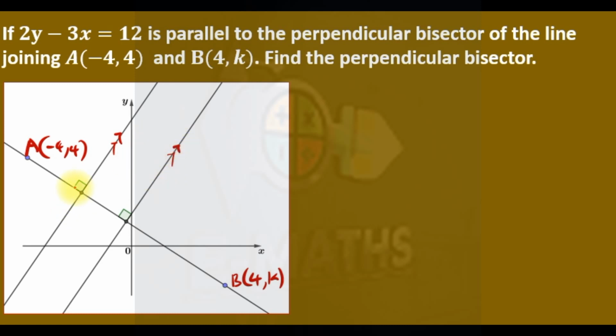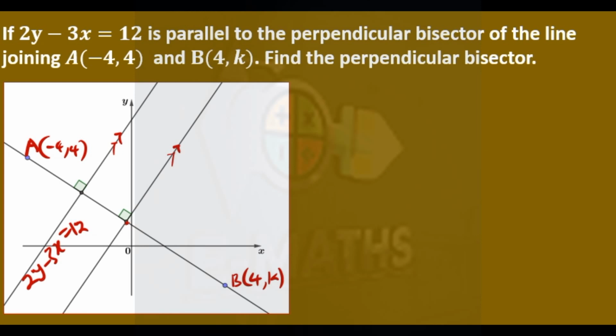So it means that it's also perpendicular to the line joining A and B. For the two to be parallel, that's the equation: 2y minus 3x is equal to 12. Our main aim is to get the coordinates of the midpoint. And how do you get it? It's simple. We need to get the slope of this line and the slope of that line, so we use our relationship connecting perpendicular lines.